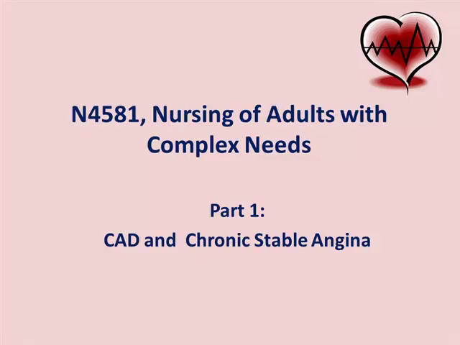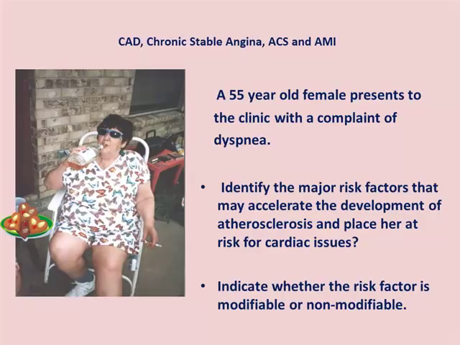And as I said, we're going to first talk about coronary artery disease and chronic stable angina. So let's do a patient scenario so you can get a better sense. We've got a 55-year-old female who presents to the clinic with a complaint of dyspnea, and as you look at this 55-year-old female, I want you to try and identify the major risk factors that may accelerate the development of atherosclerosis and place her at risk for cardiac issues. And then, because these risk factors are always divided into either modifiable versus non-modifiable, determine which is the case with the risk factors you determine.